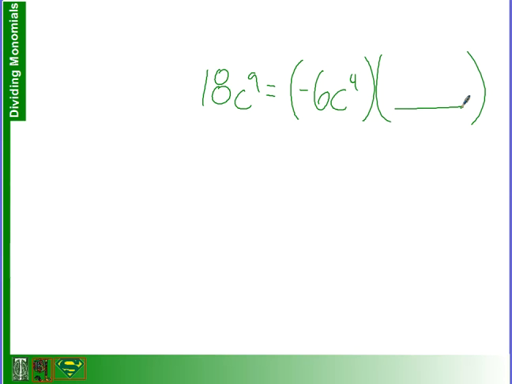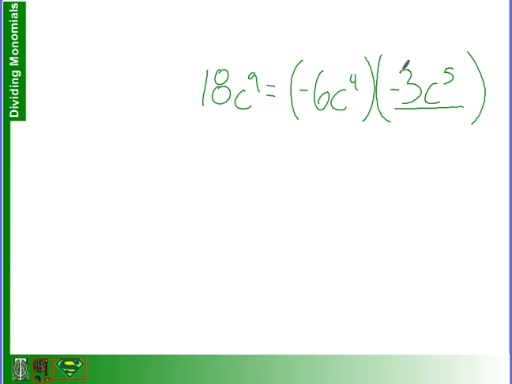No. You're wrong. Oh boy, I wonder if you could hear that one. You heard nothing. No one here. So what is the missing factor that would multiply these two monomials to get 18c to the 9th? All right, Juliet? Negative 3c to the 5th. Negative 3c to the 5th.